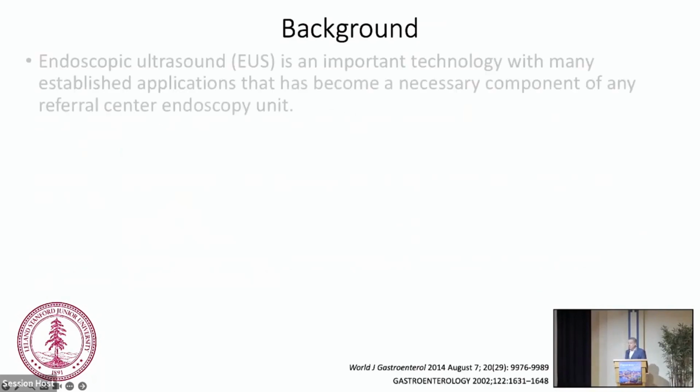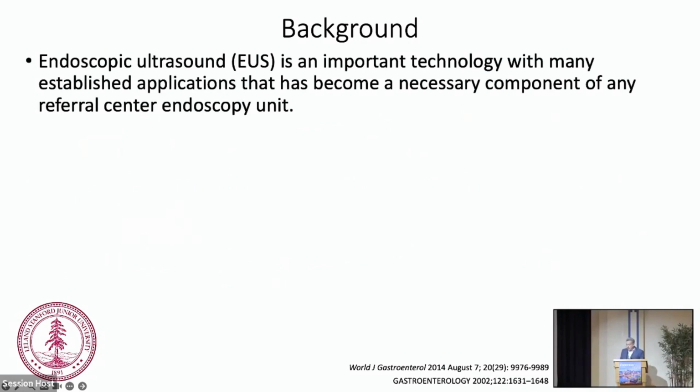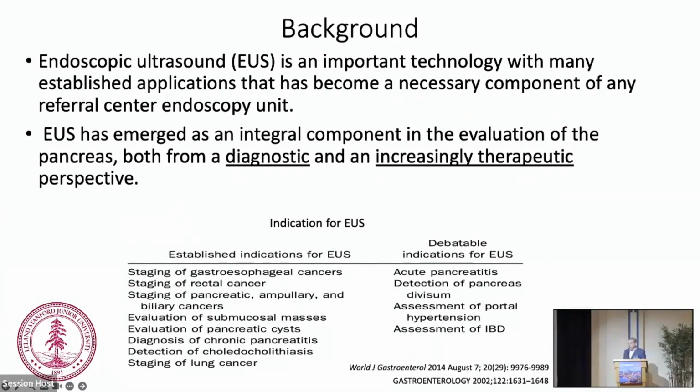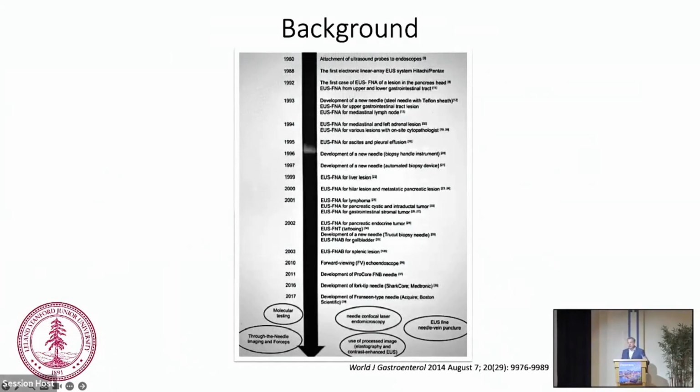As a little bit of background, endoscopic ultrasound is really an important technology that has many applications and has become a necessary component of any advanced endoscopy referral center, with increasingly diagnostic and therapeutic indications. If you look at the indications, there are established and what we call debatable indications. You can see the pancreas is prominently displayed in these indications. As a little bit of background and history, 1980 was kind of the introduction of EUS probes within endoscopy.